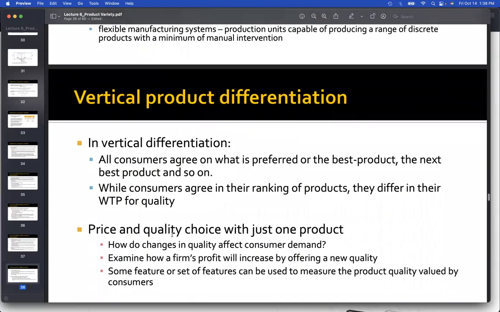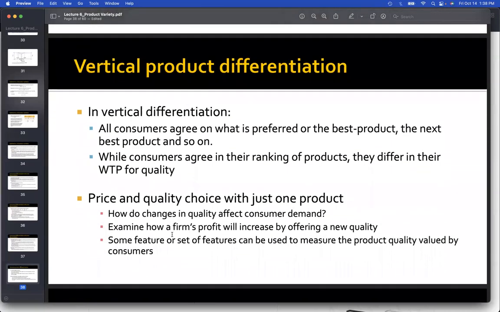And that ends our horizontal discussion. There's another video for vertical product differentiation. And I'll see you there.